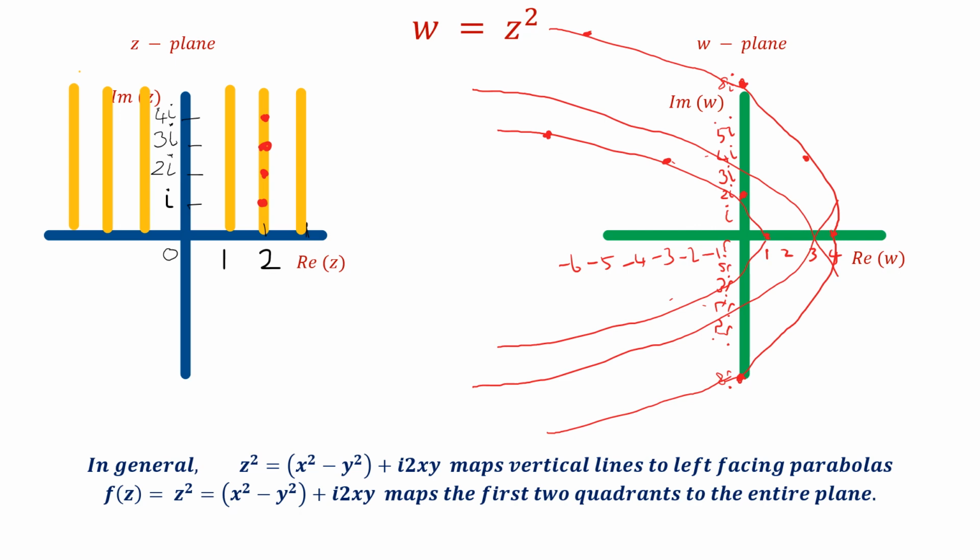So the above discussion can be summarized as, in general, z square is equal to x square minus y square plus i into 2xy. These vertical lines in the z plane are mapped to left facing parabolas in the w plane. Otherwise, f of z is equal to z square maps the first two quadrants of the z plane to the entire plane in the w plane.